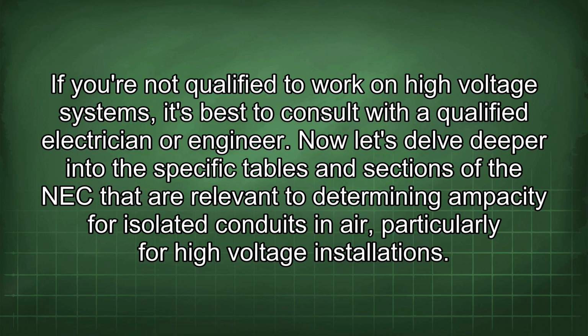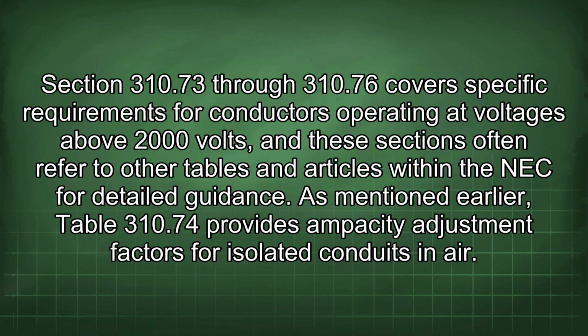Now let's delve deeper into the specific tables and sections of the NEC that are relevant to determining ampacity for isolated conduits and air, particularly for high-voltage installations. Section 310.73 through 310.76 covers specific requirements for conductors operating at voltages above 2000 volts, and these sections often refer to other tables and articles within the NEC for detailed guidance.